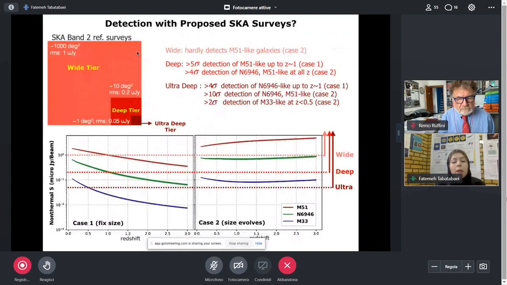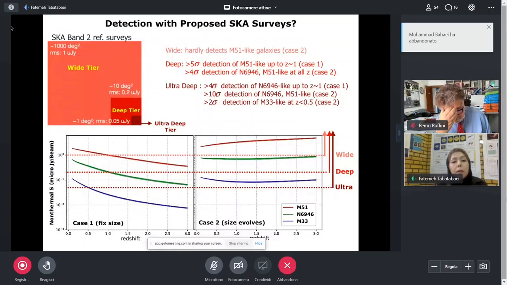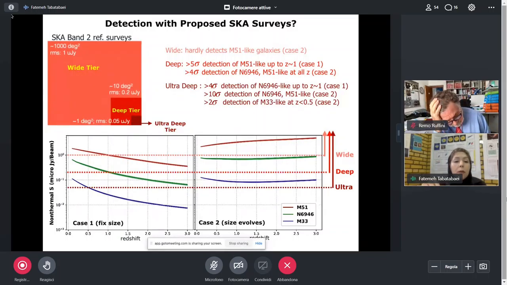This is important to see for the SKA, because the SKA has some proposed standard surveys at several frequency bands. It would be interesting to see if these reference surveys can detect these kinds of normal star-forming galaxies, and up to what redshift. So we have compared with the sensitivities of different surveys, like the wide tier, which has a bigger field of view but an RMS of only 1 microjansky, the deep tier, which is deeper at 0.2 microjansky, and the ultra deep tier at 0.05 microjansky.